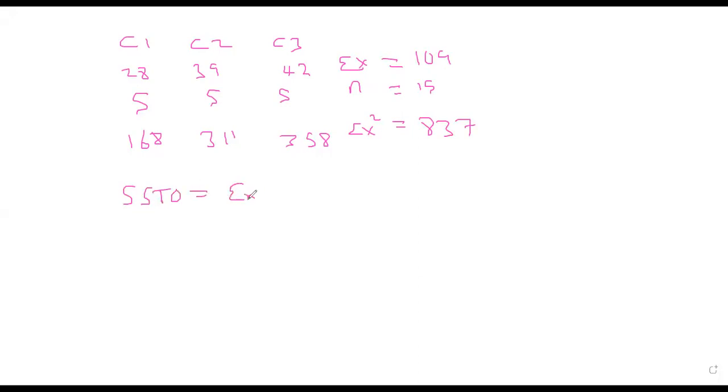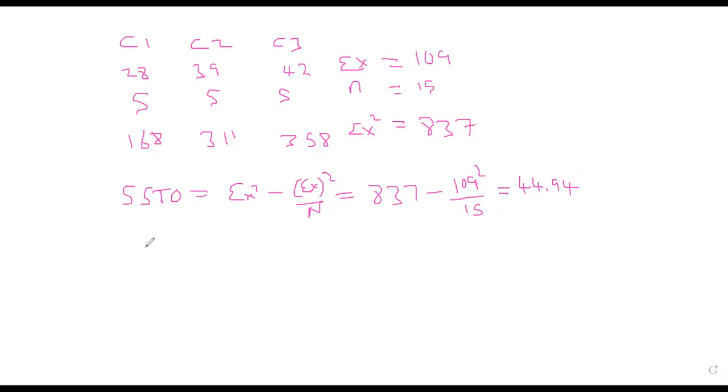Summation of x squared minus summation of x, squared, over n. So it was 837 minus 109 squared over 15. Over what? 15. Yes. What did you get? 44.94. You can confirm that one.